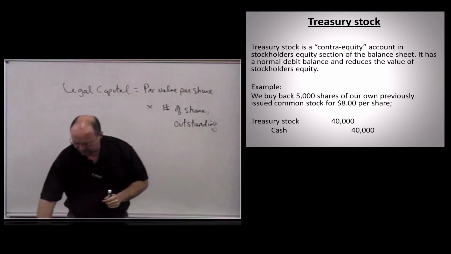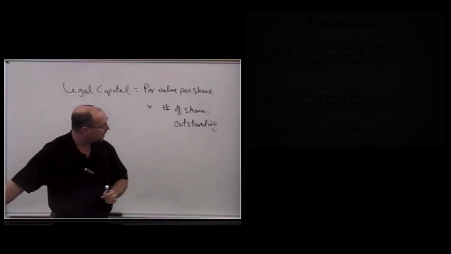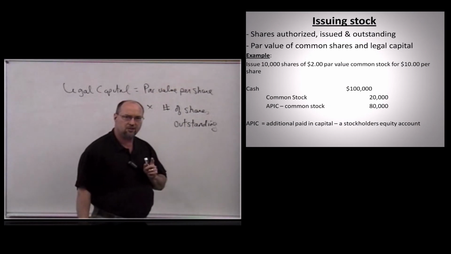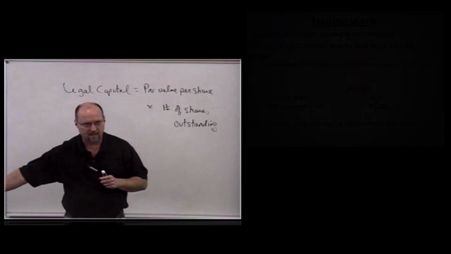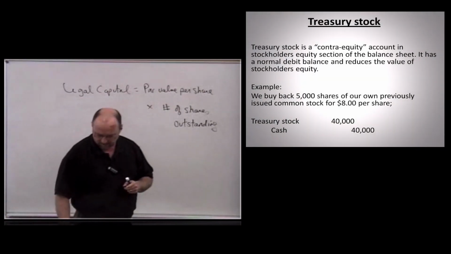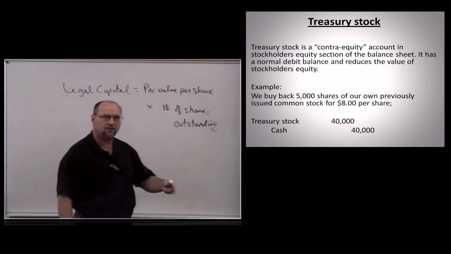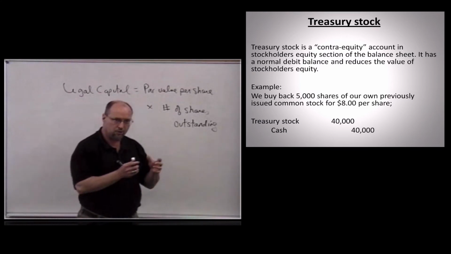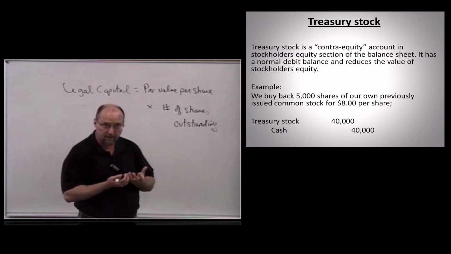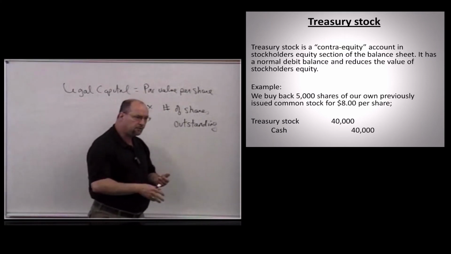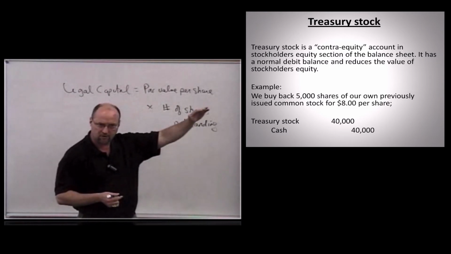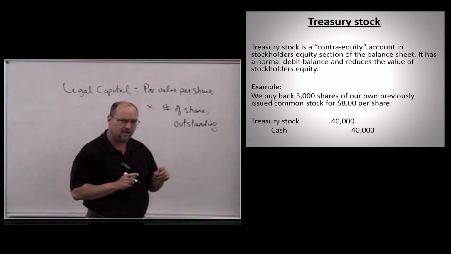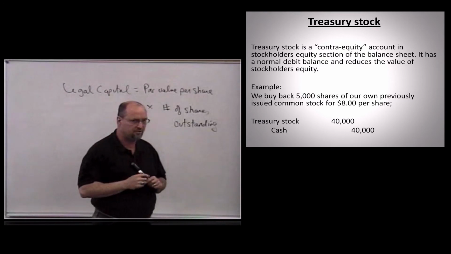Now I'm going to go back to the previous slide. We had issued 10,000 shares. We still have 10,000 shares issued, but because we bought back 5,000 shares, there's only 5,000 shares outstanding at the moment. We are allowed to reissue those treasury shares that we just bought back. We're allowed to reissue those in the future if our stock price rises and or if we need to raise additional money.